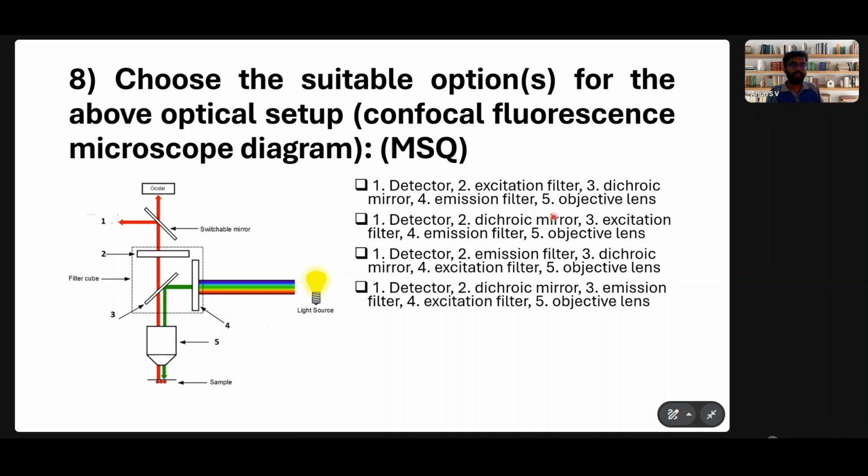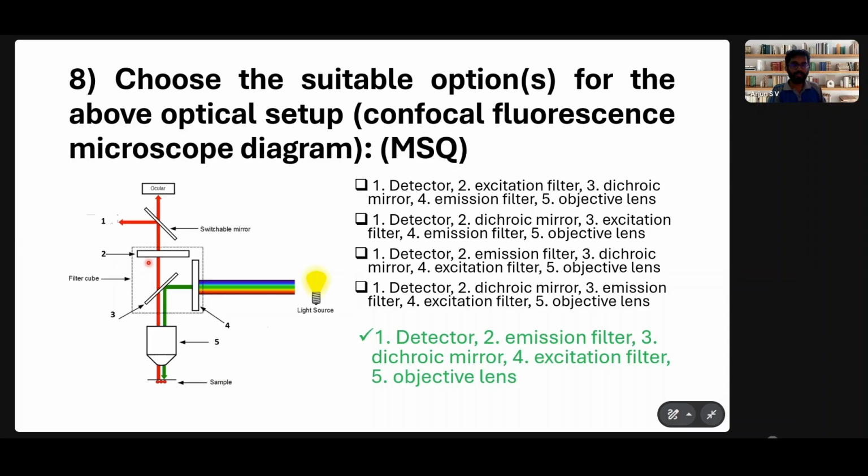A simple way to go around it is, you need to excite a sample first to get an output from it, which will go through the mirror and then the detector. So typically option 4 will be your excitation filter, and option 2 will be your emission filter. So the correct answer will be option C, where 1 is your detector, this is your emission filter, this is your dichroic mirror, this is your excitation filter, and this is your objective lens. They are saying that it's MSQ, but only one option here is correct.